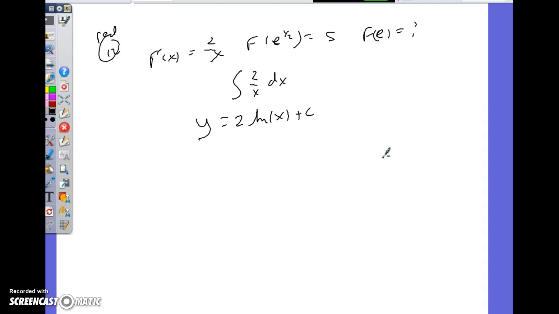So they're telling me that f of e to the 1/2 is 5. Why are they telling me that? That gives me the constant, right? So I'm going to put e to the 1/2 in here. And this is where hopefully you remember some of your log rules. 2 ln of e to the 1/2 plus c.